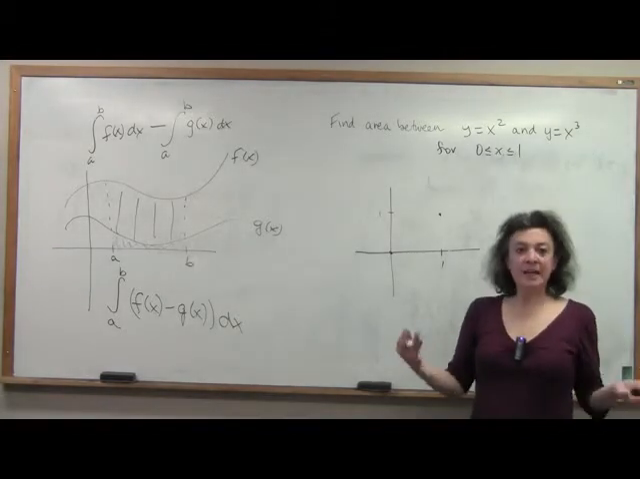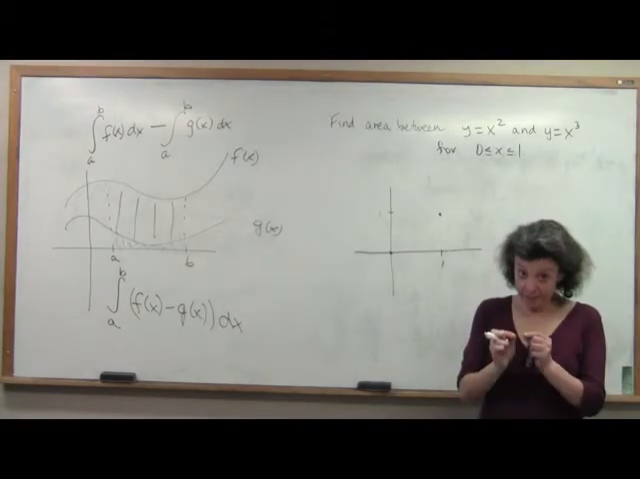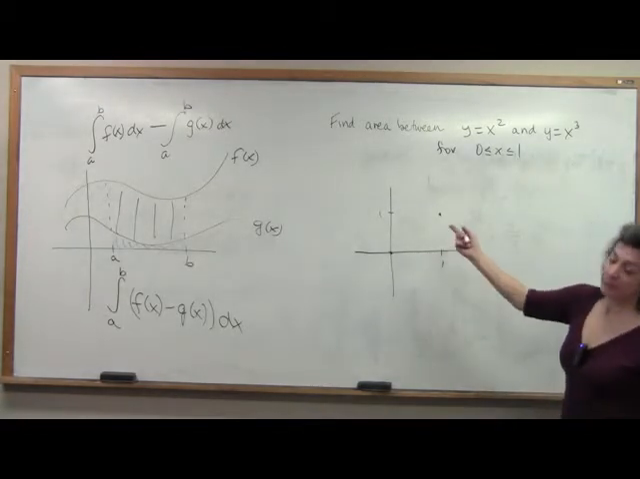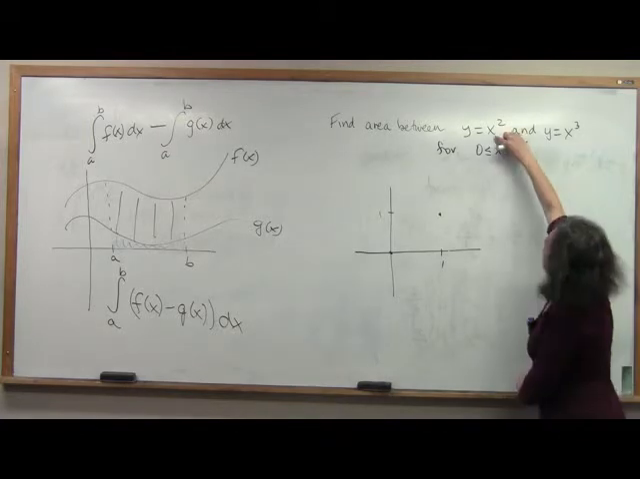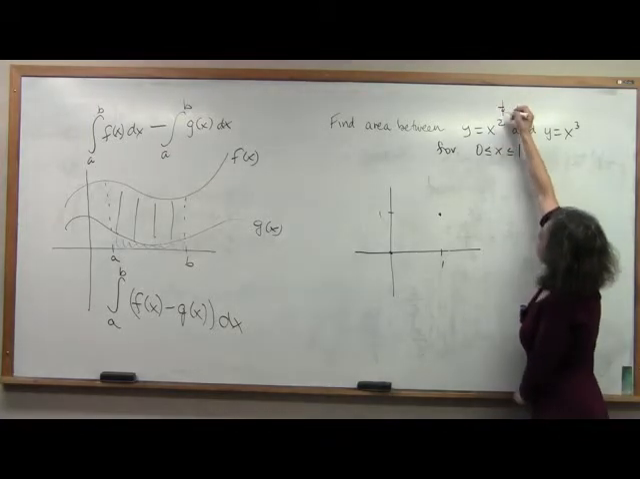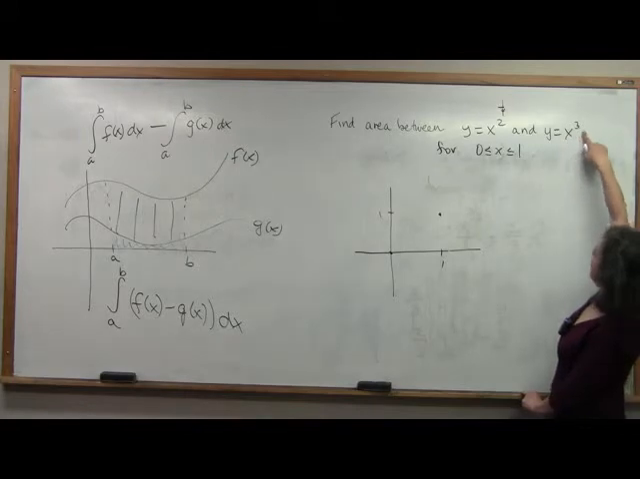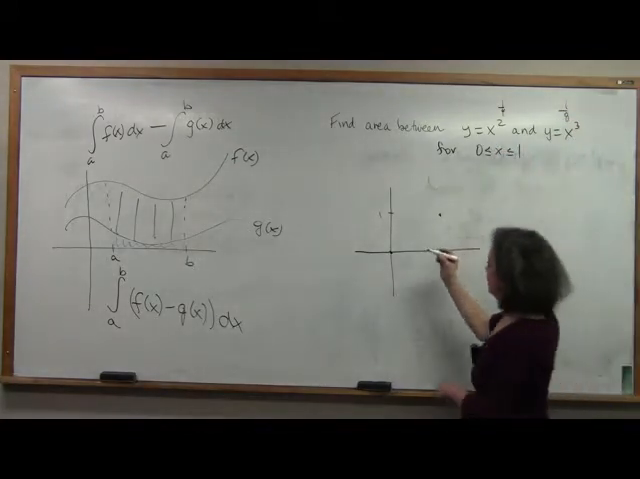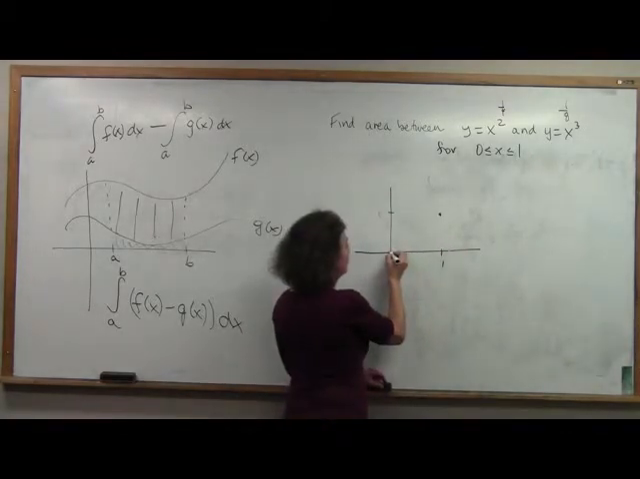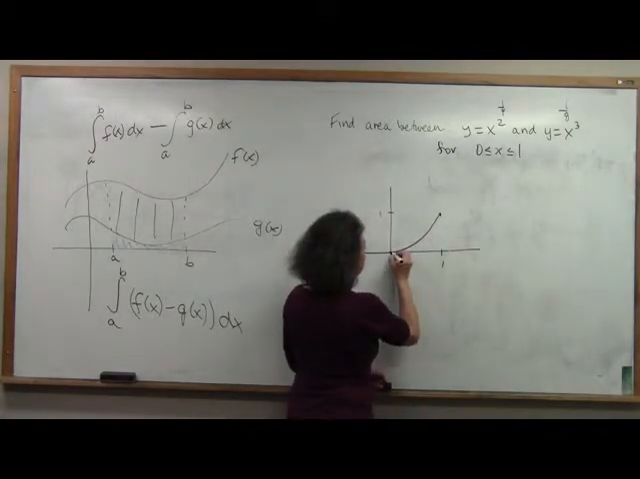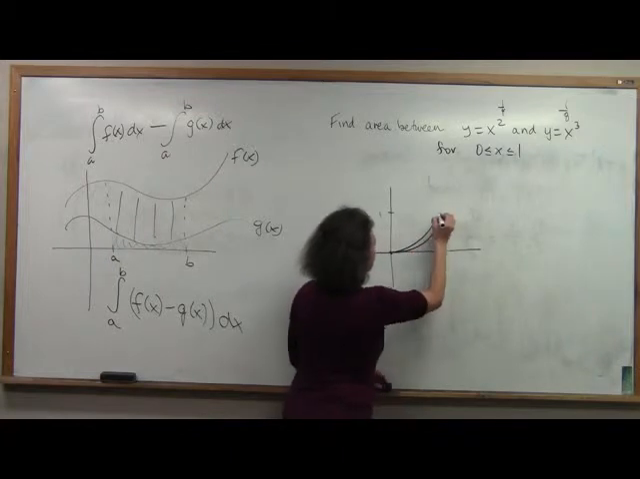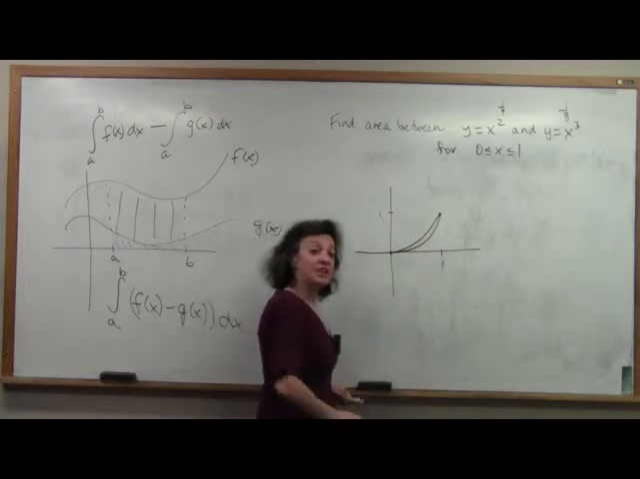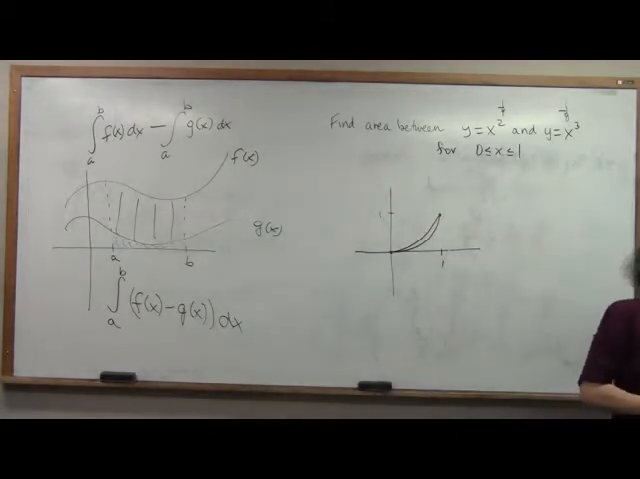So what you do is you take some value in between and you plug it in. So for example, 1/2 is probably the nicest number to take. If I plug 1/2 in here, I get 1/4. If I plug 1/2 in here and cube it, I get 1/8. So that tells me that y equals x squared lives on top of y equals x cubed. So this little wedge is what I want to find the area of.